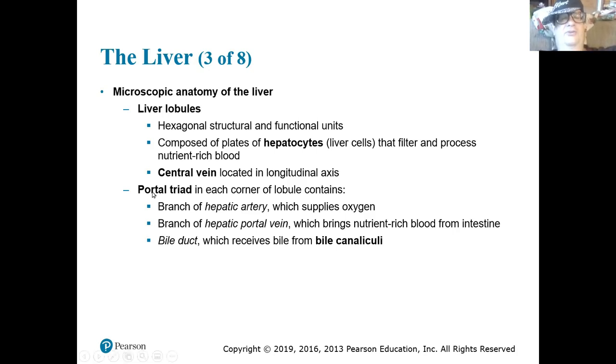Each one of these lobules has a little central vein in the middle. In fact, at the corners of the lobules where they come together, you have what they call the portal triad. Triad has three. You've got a hepatic artery, you've got a hepatic portal vein, and you have a bile duct with little bile canaliculi feeding it.